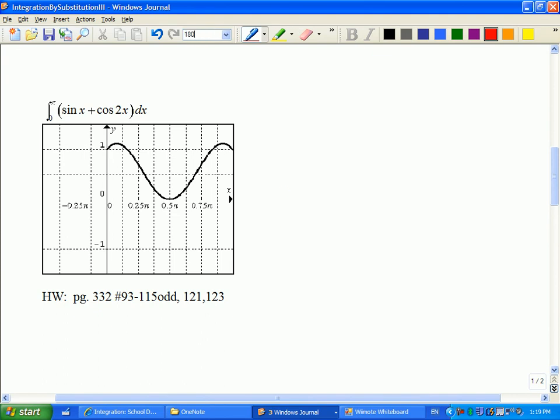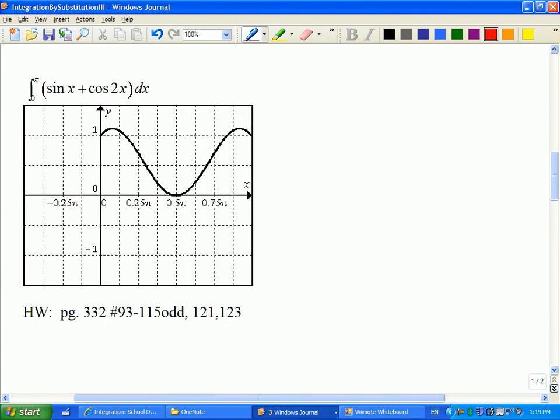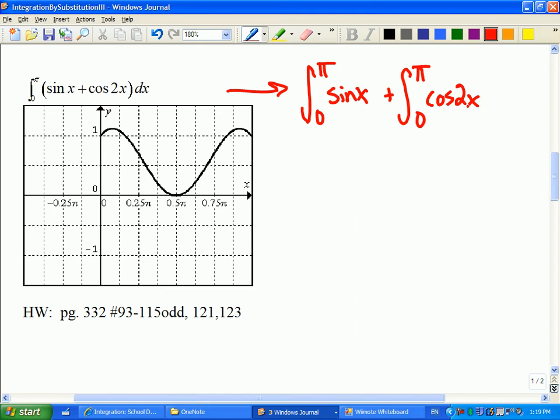Let me zoom in a bit. So this next picture, we could just go ahead and do this. It's not that difficult of an integral, but what I want to do is show you a couple of properties. First of all, I'm going to separate it into 2 pieces. We're going to take the integral from 0 to pi of sine x plus the integral from 0 to pi of cosine 2x. And I'm going to show you a couple of properties that we have.